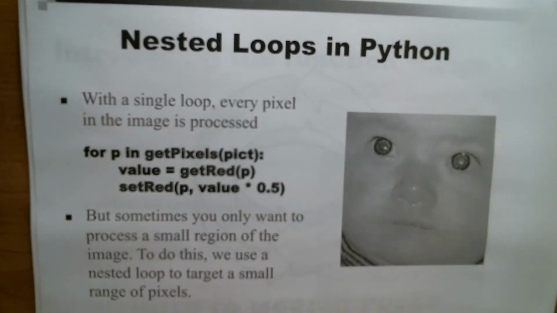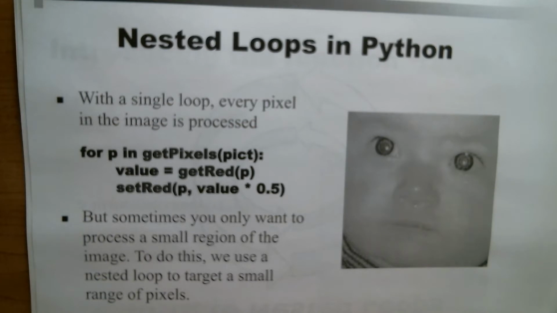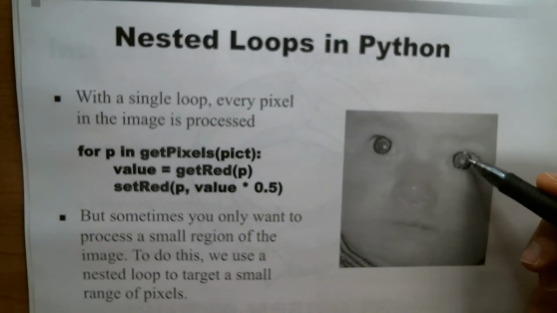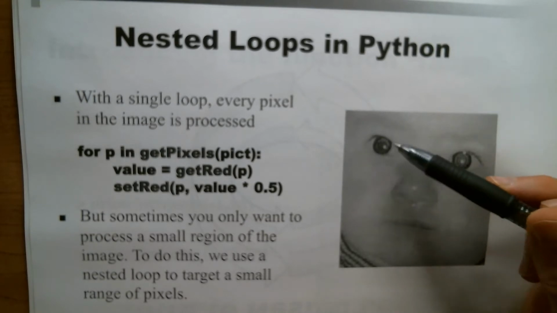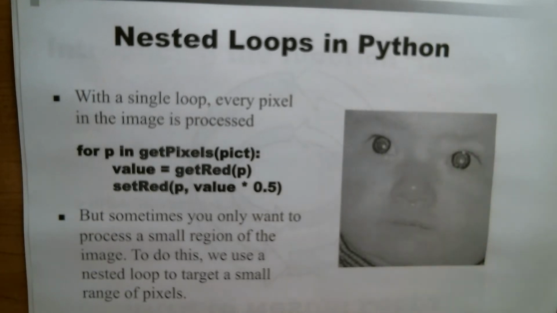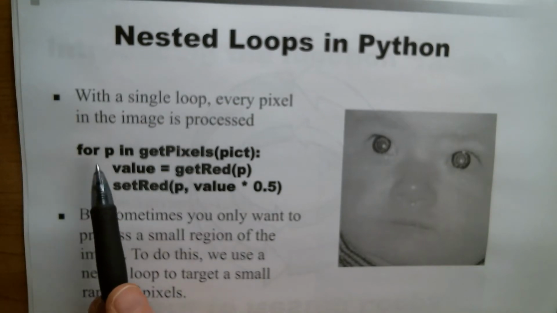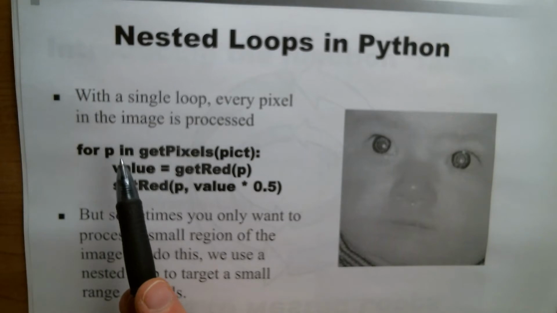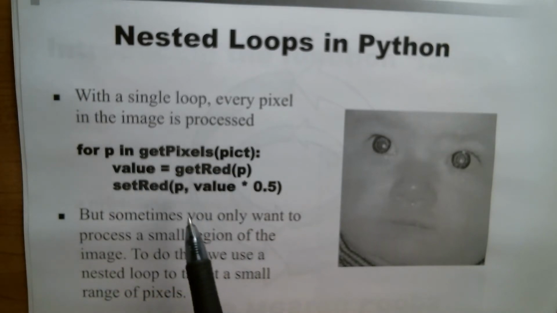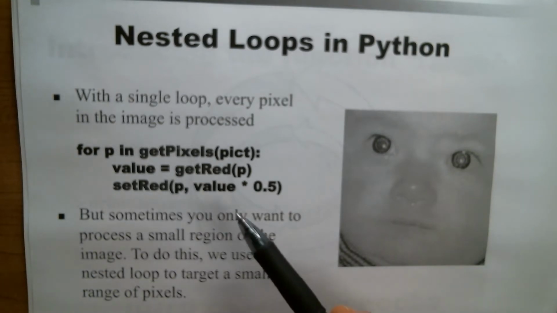It's kind of hard to tell on a black and white copy, but this baby has red eyes. And you've probably seen that before. If you take a photograph, sometimes people's eyes show up red. So thus far, we've been using this loop, for p in getPixels(picture), and what that does is it goes through every single pixel in the picture. So if we use this code, it would reduce the red in every single pixel.